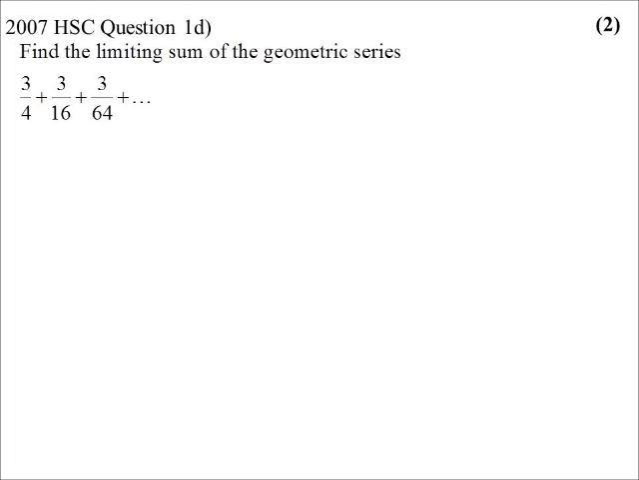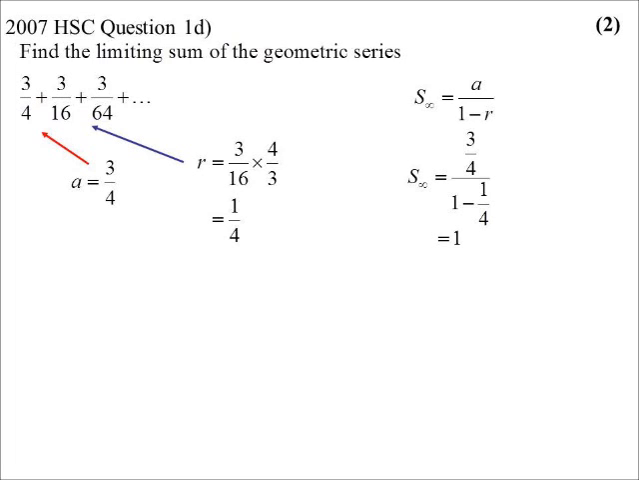All right. Limiting sums. They love asking these ones. So 2007, 1D, just a quick question at the start of the paper. Limiting sum, 3/4, 3/16, 3/64. So A is 3/4. The ratio for this one is 1/4. Remember, sum to infinity is A on 1 minus R. So we get 3/4 on 1 minus 1/4, which is just 1.